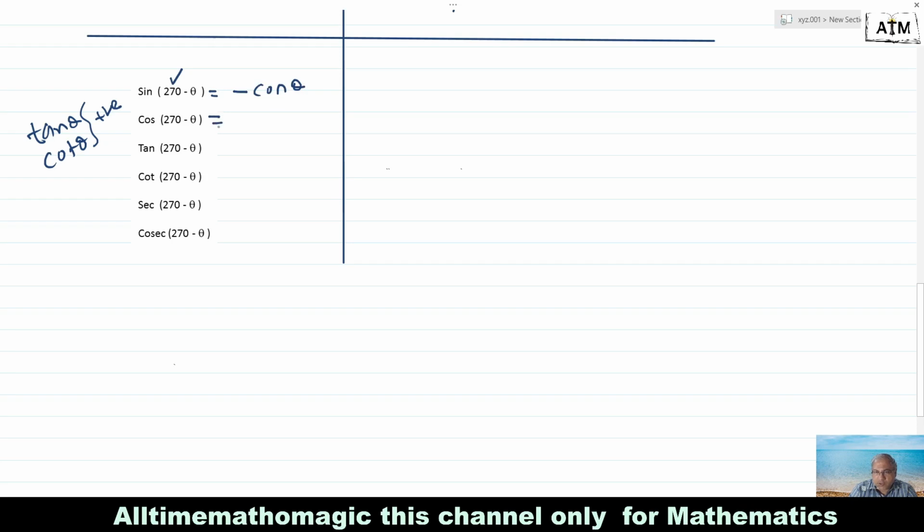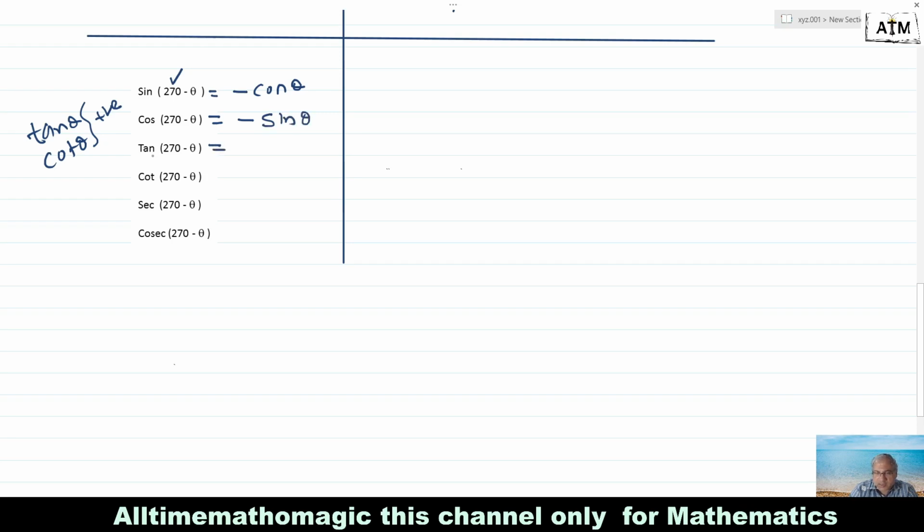Ask yourself the question, which quadrant? Third quadrant. In the third quadrant, cos is positive or negative? Negative. What is the number here? 270. For 270 conversion is allowed? Yes, allowed. So what is the conversion for cos? It is sine. What is the angle? Theta. So minus sin theta.